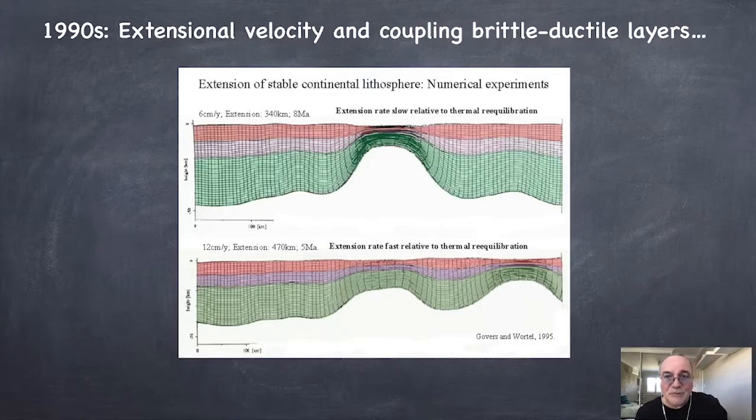It is also very important to understand the coupling between the brittle and ductile layers through various velocities of extension. This is a study from Govers and Wortel in the mid-90s, and they show that if you extend at a velocity of 6 cm per year, for instance, what you tend to develop is a narrow rift. Deformation keeps focalized in one zone. If you increase your velocity, then you increase the coupling between the brittle and the ductile layer, and you tend to develop a much wider rift system.